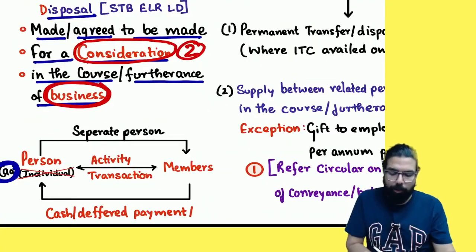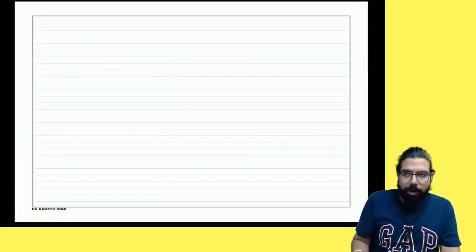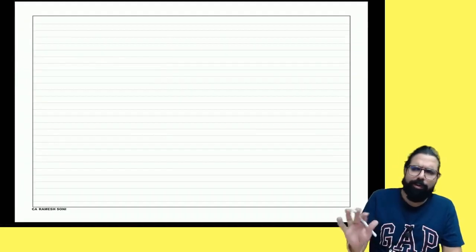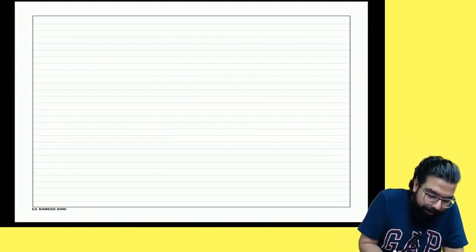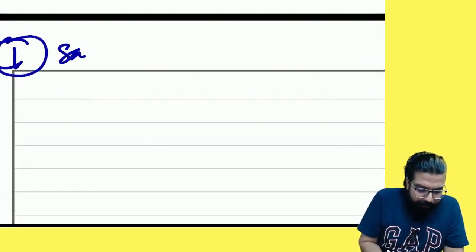Then only it will be a supply. Chalo, I'll go ahead and ask you one question. People, 1 minute. I will draw one example and then we'll understand. Slowly we'll understand one by one. I'll give you one example of sale. Okay?